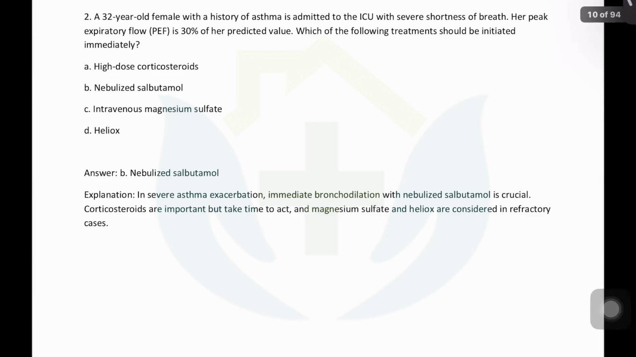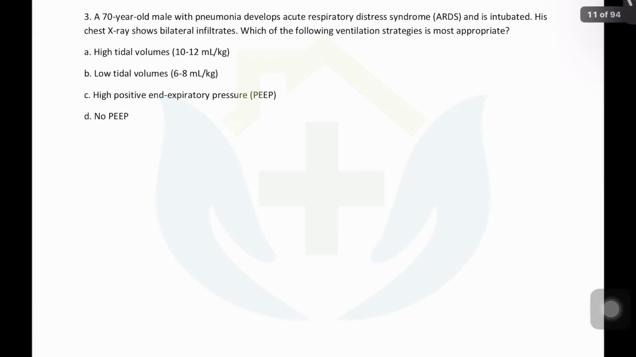So, you need immediate action. So, all you need is a bronchodilator. Dilate the bronchi, let the asthma attack wean off, and if still the problems persist, then we can take our regular calls. A 70-year-old male with pneumonia.